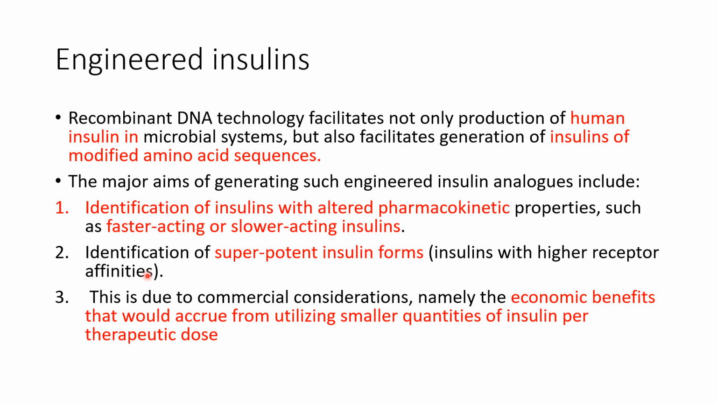So you modify amino acids here and there such that you come up with a form of insulin that has a high receptor affinity, such that even at the smallest amount of insulin, they would still give an effective therapeutic effect. Then the third one is, we're saying, due to commercial considerations, such as the economic benefits that would accrue from utilizing smaller quantities of insulin per therapeutic dose. So engineered insulins are economically effective. Why? Because we'd only have to use small quantities of insulin for a given therapeutic effect.